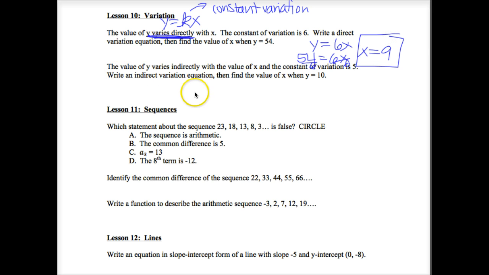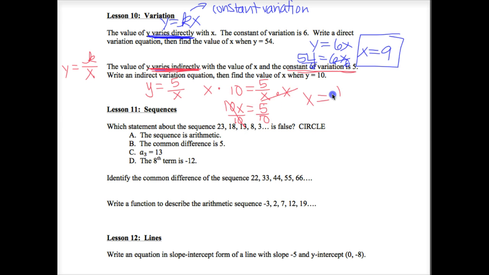The next one is the exact same, except varies indirectly. That formula is y equals k divided by x. So again, if the constant of variation is 5, that means y equals 5 over x. Now that I have the equation, I can plug in whatever they give me and solve for the other. So they said y is 10. So 10 equals 5 divided by x. If I want to get x alone, I'm going to multiply both sides by x. That'll cancel this. So x times 10 is 10x equals 5. So then get x alone by dividing by 10. 5 divided by 10 is 1/2.